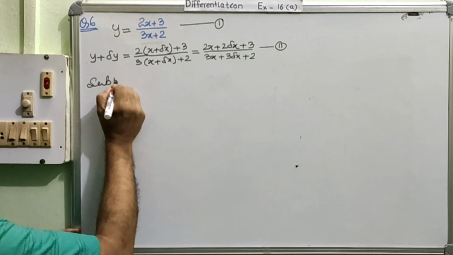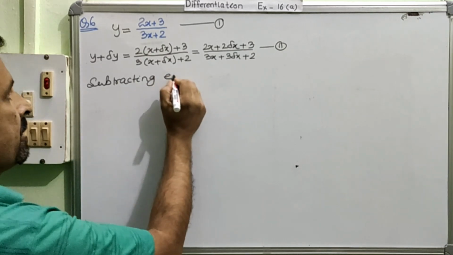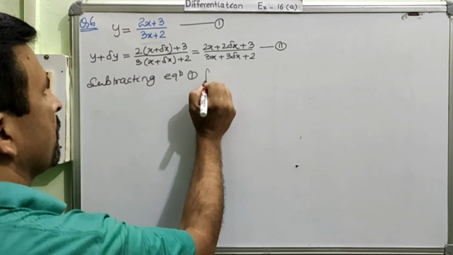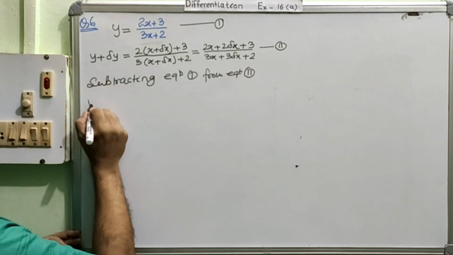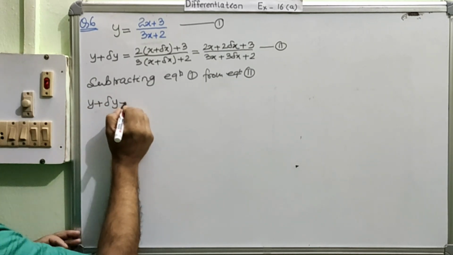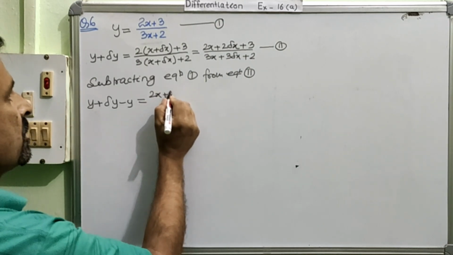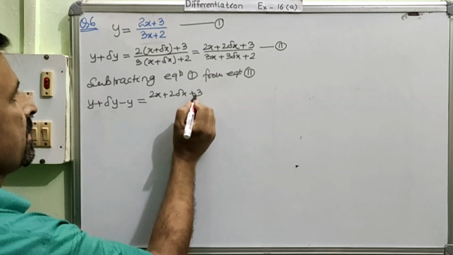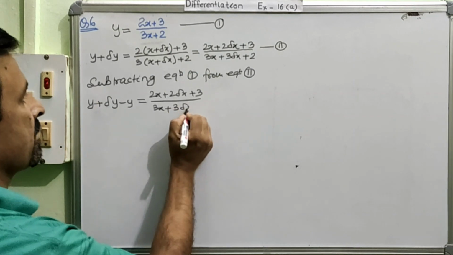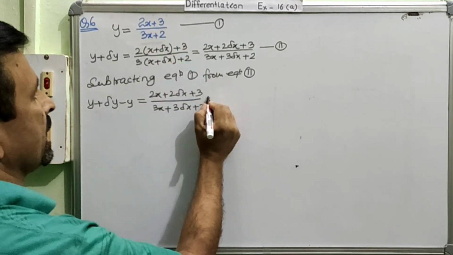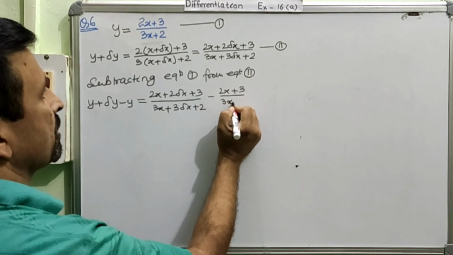Subtracting equation 1 from equation 2. So what do we get? y plus delta y minus y is equal to, now first of all we'll write this expression, 2x plus 2 delta x plus 3 divided by 3x plus 3 delta x plus 2. Then we'll write this part, minus 2x plus 3 divided by 3x plus 2.